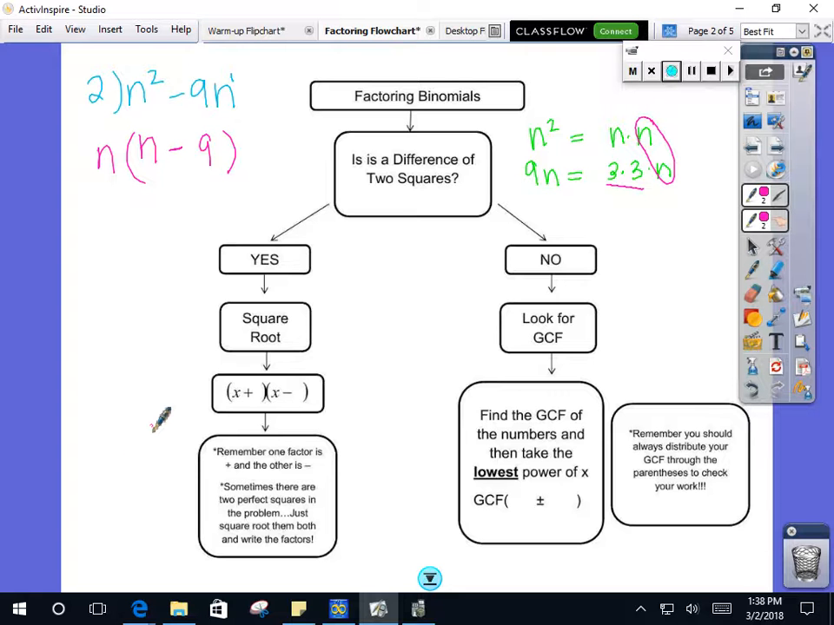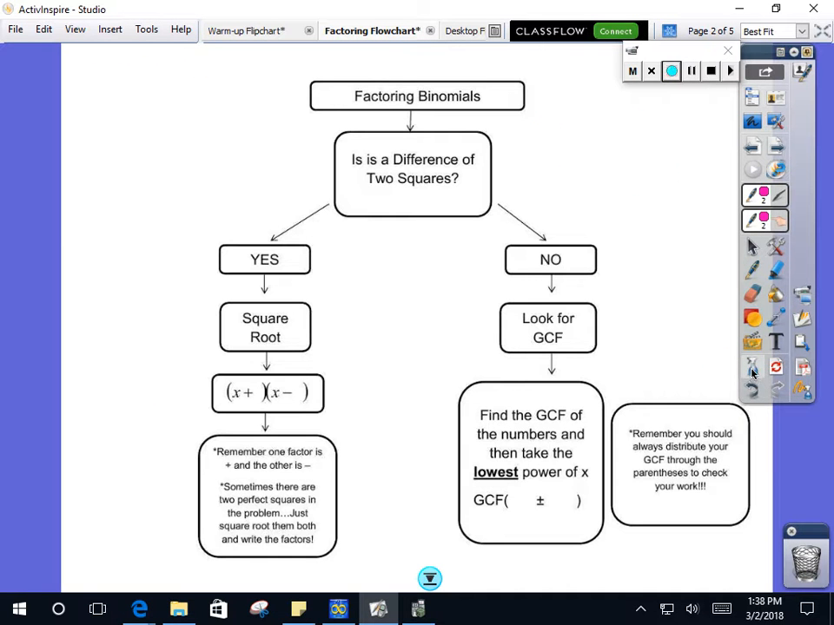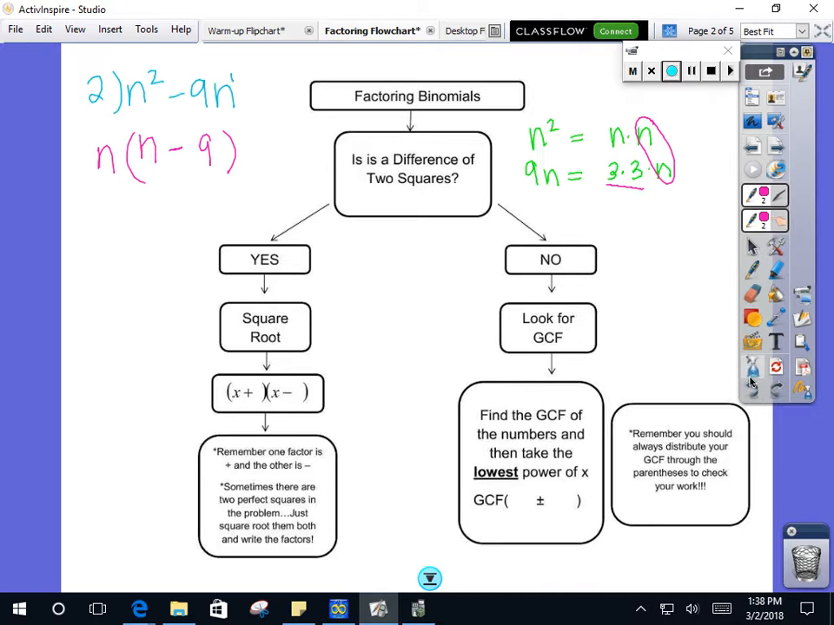All right, number 3. Are we dealing with a binomial or trinomial? Trinomial. So this time we need to go to the other side of the flow chart to where it says factoring trinomials.